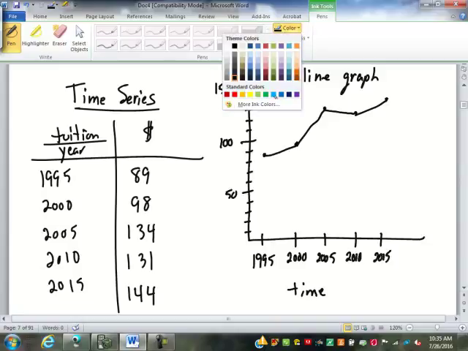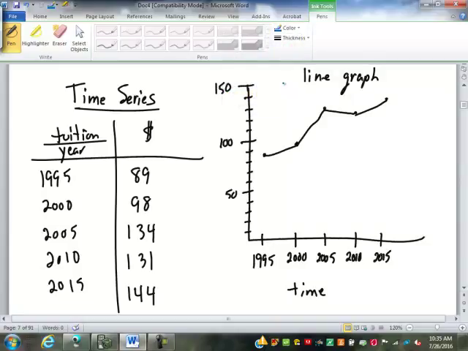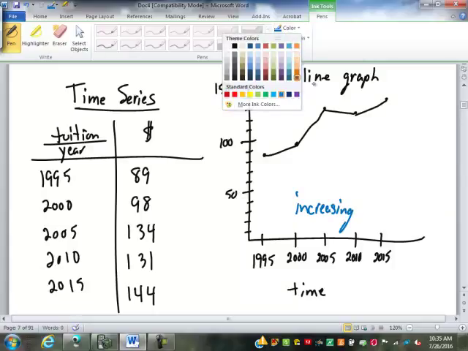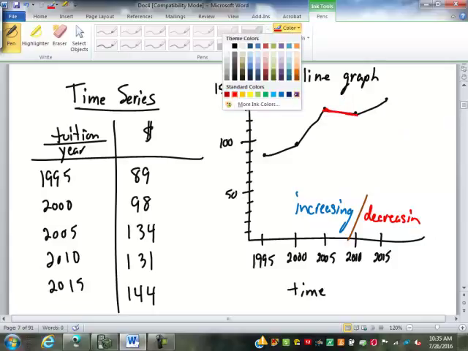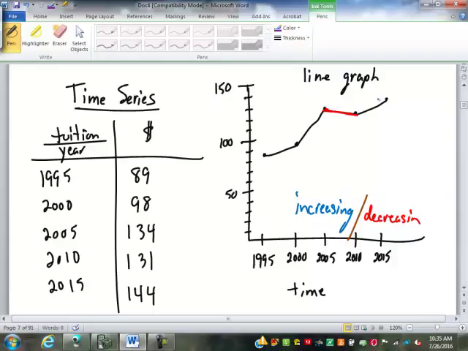Now there are two very powerful things in the line graph. One, you can tell whether things are increasing or decreasing. Looking up here, there's only one period of time where it was decreasing, and that is 2005 to 2010, because the line's sloping down. You can also find where it's increasing or decreasing the fastest. Where did it increase the fastest? Yeah, because it's the steepest between 2000 and 2005. That's where it was increasing the fastest.